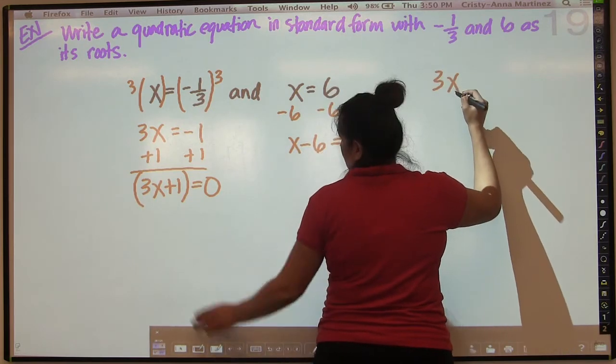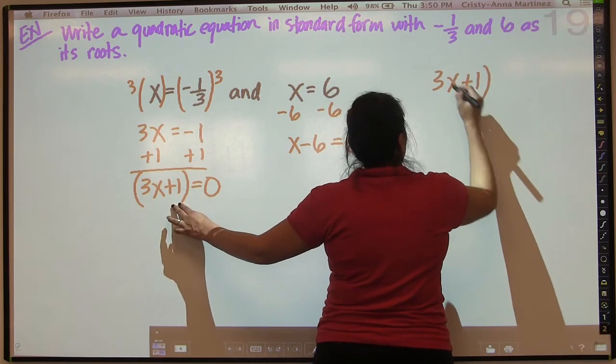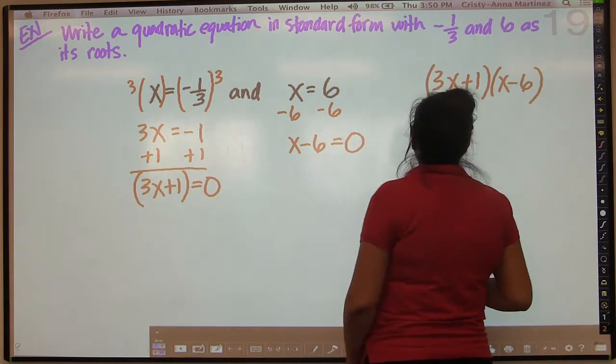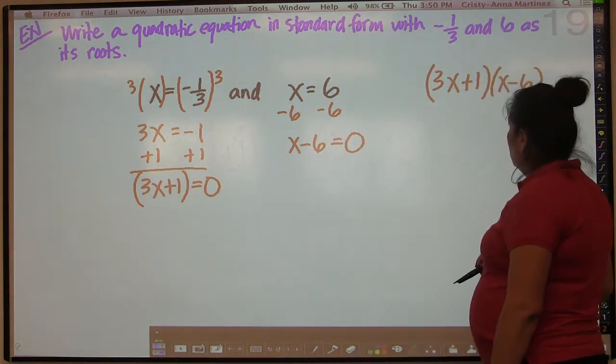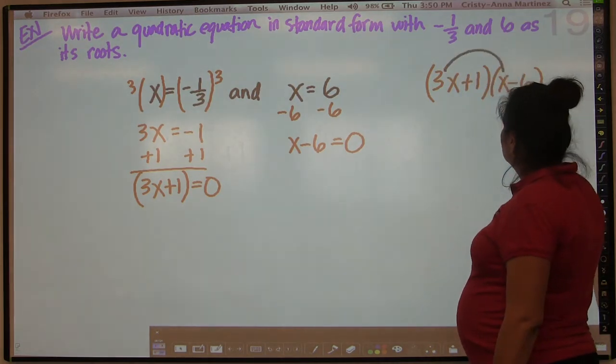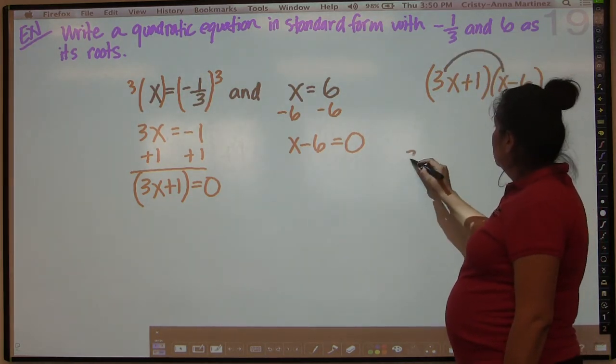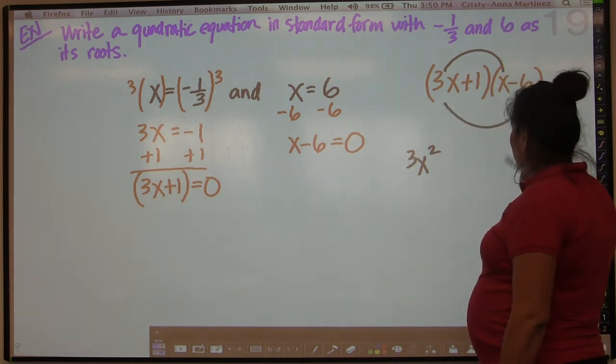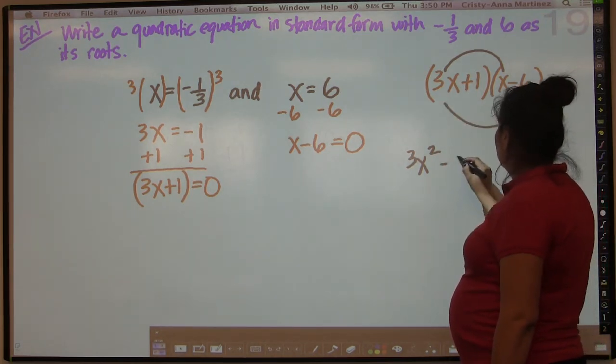3x plus 1 and x minus 6 using the FOIL method. So FOIL tells us again to go first times first, so 3x times x is 3x squared. Outside times outside is going to be 3x times negative 6, so negative 18x.